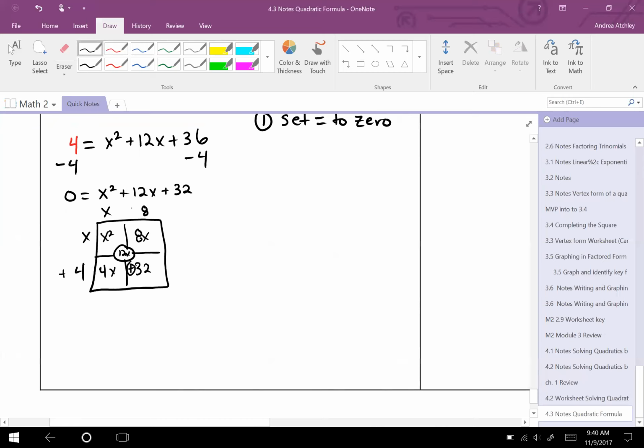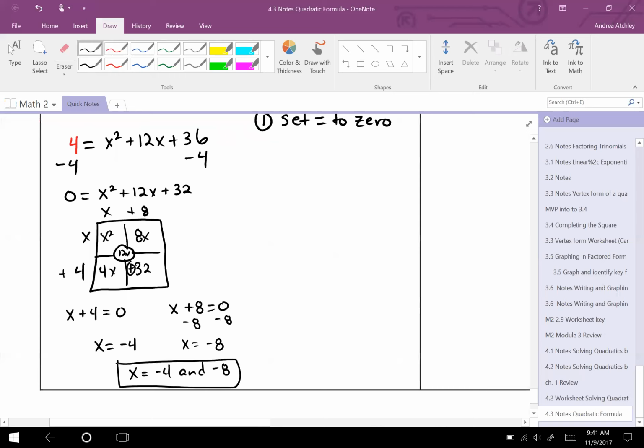Everything's positive. So I'm going to get x plus 4 equals 0, and then x plus 8 equals 0. So I'm going to get x equals -4. Subtract the 8 here, and get x equals -8. So I'm going to get x equals -4 and -8. Any questions over that?